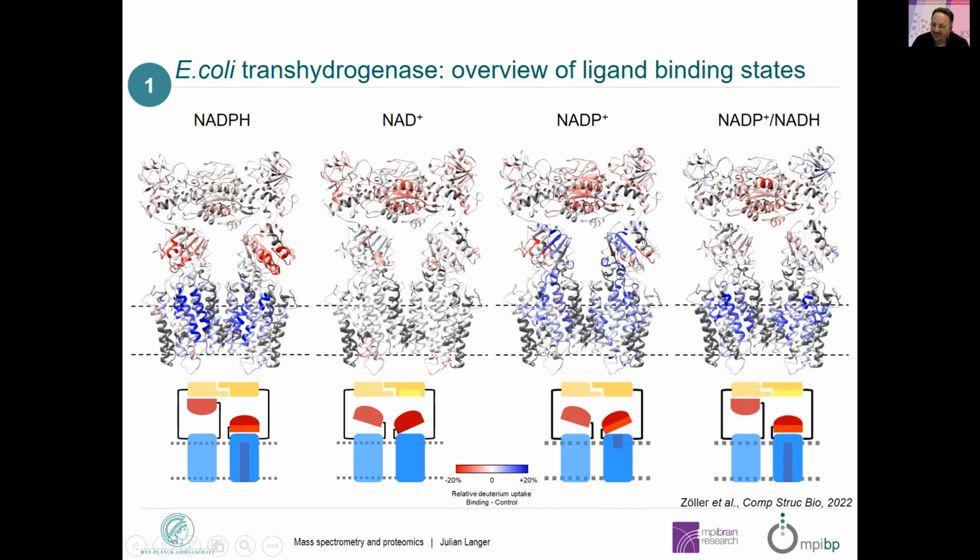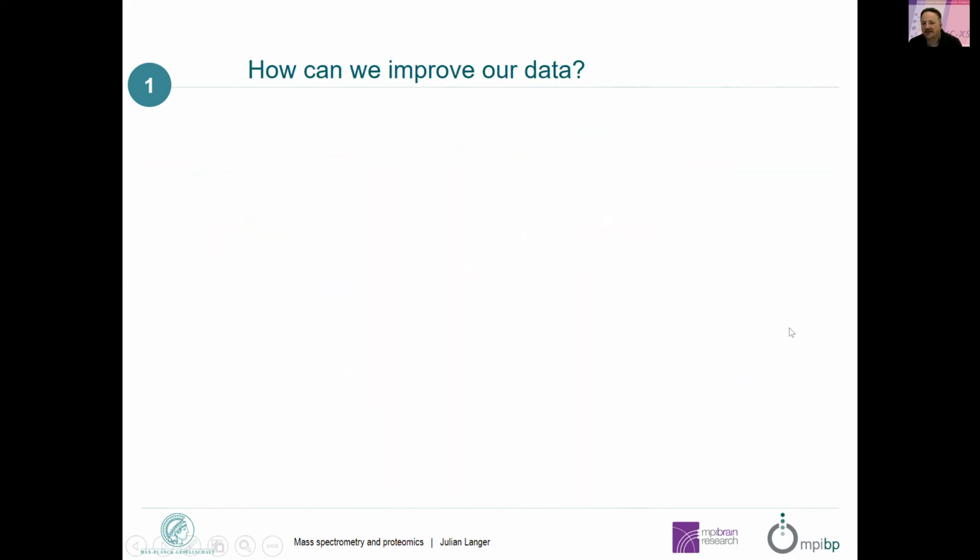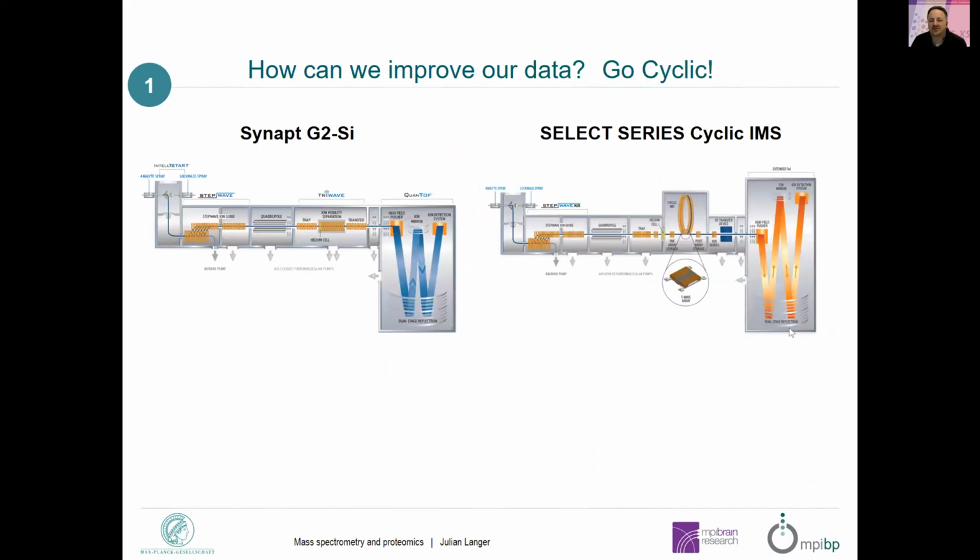However, when we looked at the transmembrane helices here, there were a few elements where we were still a bit like we would like to see them. So we didn't really have a full coverage or complete coverage here. And when we recorded these data a bit more than 2 years ago, we thought about how we could improve them, and we were in close contact with Waters. So they were just about to launch their cyclic IMS system. So we were very fortunate that we got some measurement time on one.